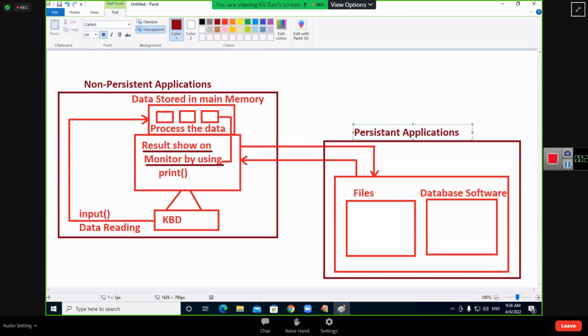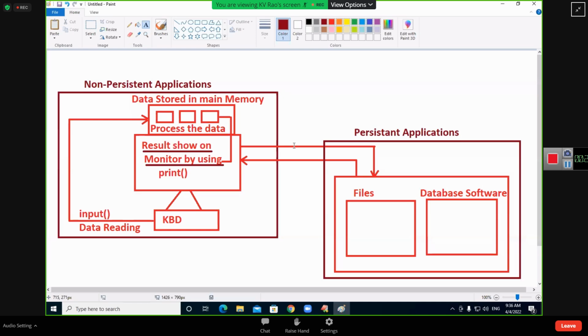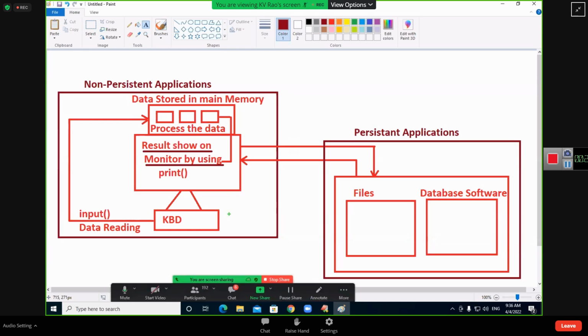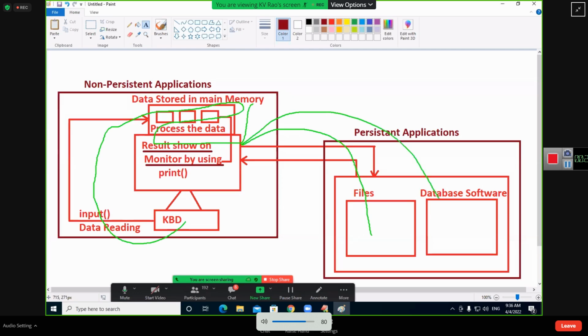Tell me, what are we doing in persistent applications? Carefully understand. We get the data from where? Come on quickly. We get the data from where? Keyboard. Into where? Main memory. We process the data and results are ready in which memory? Main memory. Such a type of results, where am I going to store? Such a type of applications are known as what?